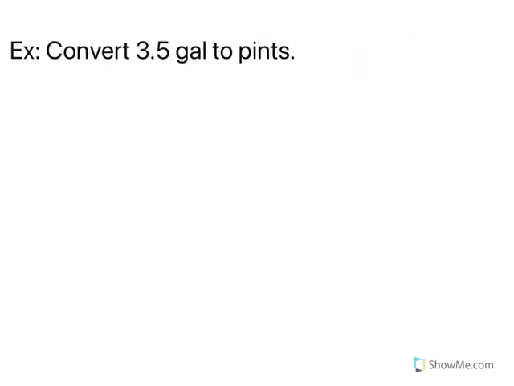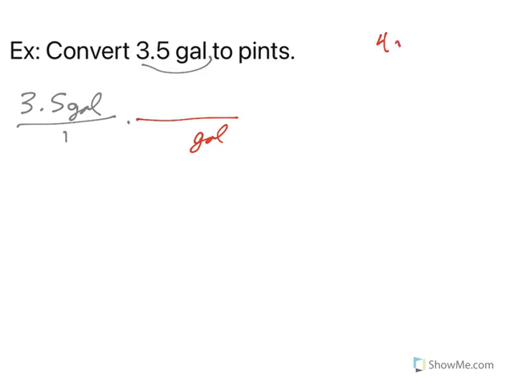Okay, let's do a couple more. Convert 3.5 gallons to pints. Okay, so what do we start with? 3.5 gallons. Okay, so gallons is going to go down here. What do I know about gallons? Well, 4 quart is the same as 1 gallon. Okay, so 1 gallon, 4 quarts. Get rid of gallons. Is that what I want? No, I want pint. So I got to do something else.